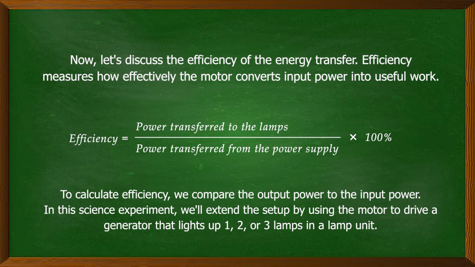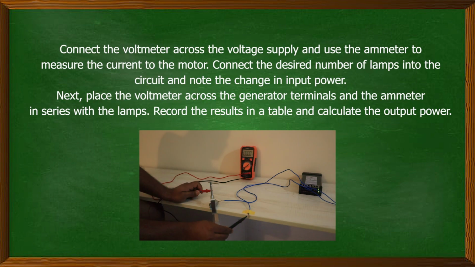In this science experiment, we'll extend the setup by using the motor to drive a generator that lights up 1, 2, or 3 lamps in a lamp unit. Connect the voltmeter across the voltage supply and use the ammeter to measure the current to the motor. Connect the desired number of lamps into the circuit and note the change in input power. Next, place the voltmeter across the generator terminals and the ammeter in series with the lamps. Record the results in a table and calculate the output power.